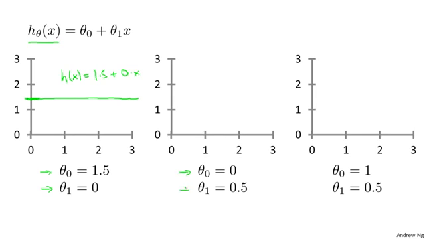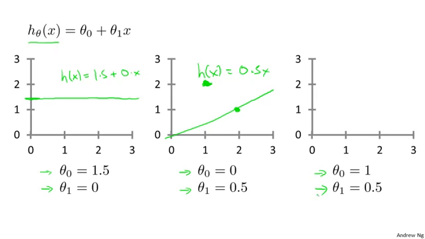If theta 0 equals 0, theta 1 equals 0.5, then the hypothesis will look like this. And it should pass through this point 2, 1, since you now have h of x, so really h subscript theta of x, but sometimes I'll just omit theta for brevity. So h of x will be equal to just 0.5 times x, which looks like that.